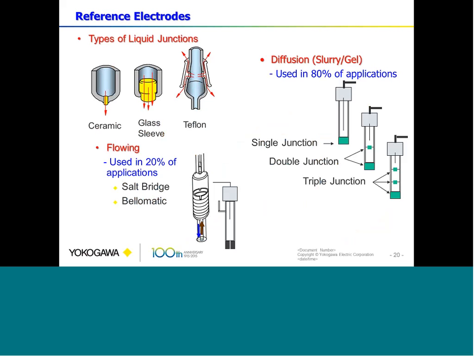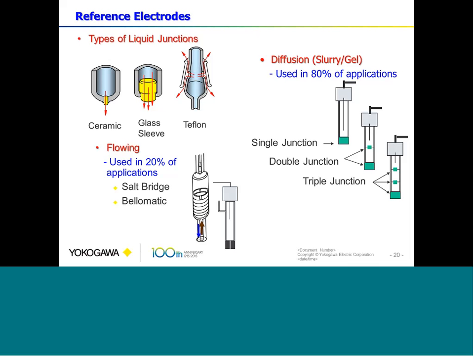Positive pressure or flowing junction electrodes are a great approach. The design forces a steady flow of the internal KCl in that reference electrode out through the junction at a higher pressure than the process. So consequently, the process can't enter through the junction as long as that pressure is maintained. And by keeping the process out, the silver element's protected.